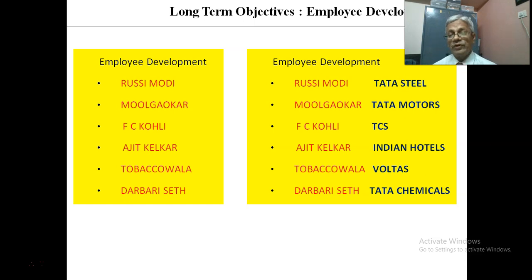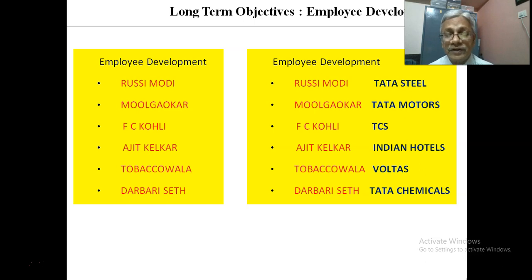People say if you go to any country, you can find two things: one is a TCS office, another is a State Bank of India branch. That is why both these organizations, even before liberalization of the economy and globalization, opened their businesses all over the world. Indian Hotels, Ajit Kelkar, is the person who created the complete Taj group of hotels. And Tabakawala is the man who created the marketing arm of Tata's, namely Voltas. And finally, Darbari Seth created Tata Chemicals.